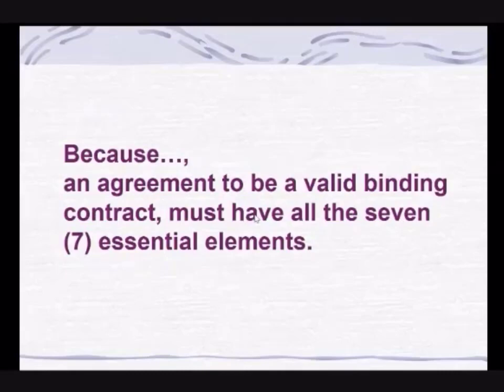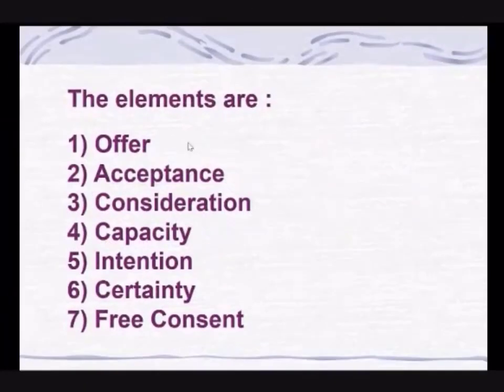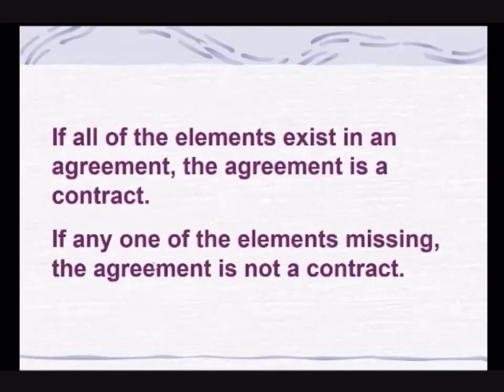Why? Because in order to become a valid binding contract, the agreement must have all the 7 essential elements. So what are the elements? We have 7 elements: offer, acceptance, consideration, capacity, intention, certainty, and free consent. All the 7 elements here must exist. Otherwise, the agreement is not a contract. If any one of the elements is missing, the agreement is not binding. The agreement is not a valid contract.